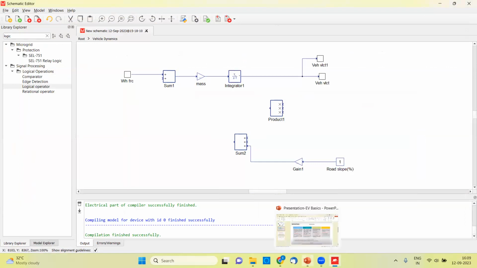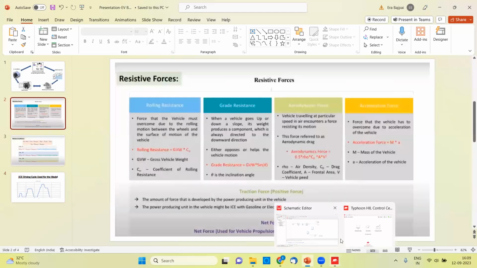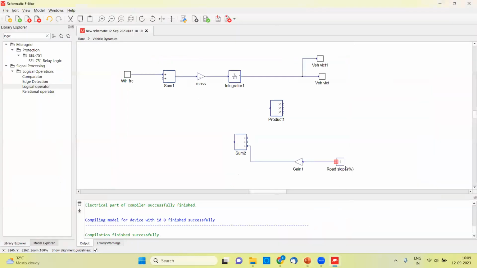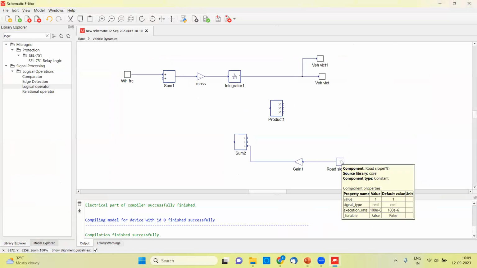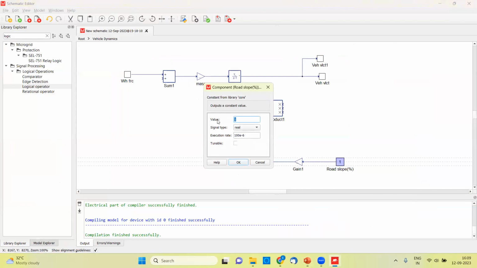But right now for this model, we are not taking any road slope. Why? Because we have already defined a drive cycle for this, so we are considering that it is moving on a flat surface. That is why we are not taking this into the picture. But yes, if you change this value, it is also going to play some role in this particular model. I'm going to keep it as 0 and I'm changing this to TS.